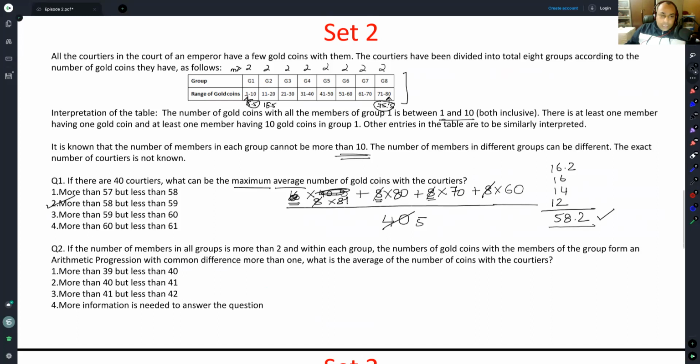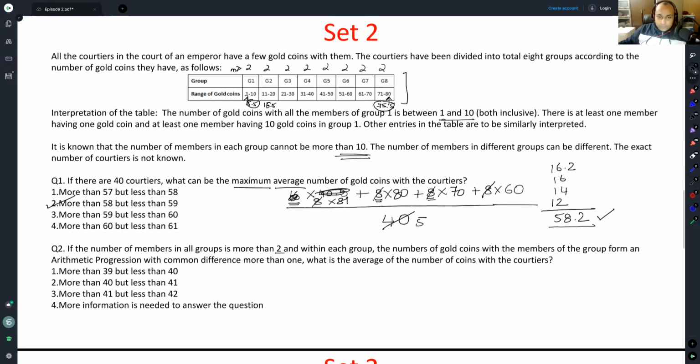Next question. If the number of members in all the groups is more than 2, none of the groups have 2 members now, every group has more than 2. And within each group, the number of gold coins with the members of the group form an arithmetic progression with a common difference more than 1. Then what is the average number of coins with the courtiers? Wonderful question.